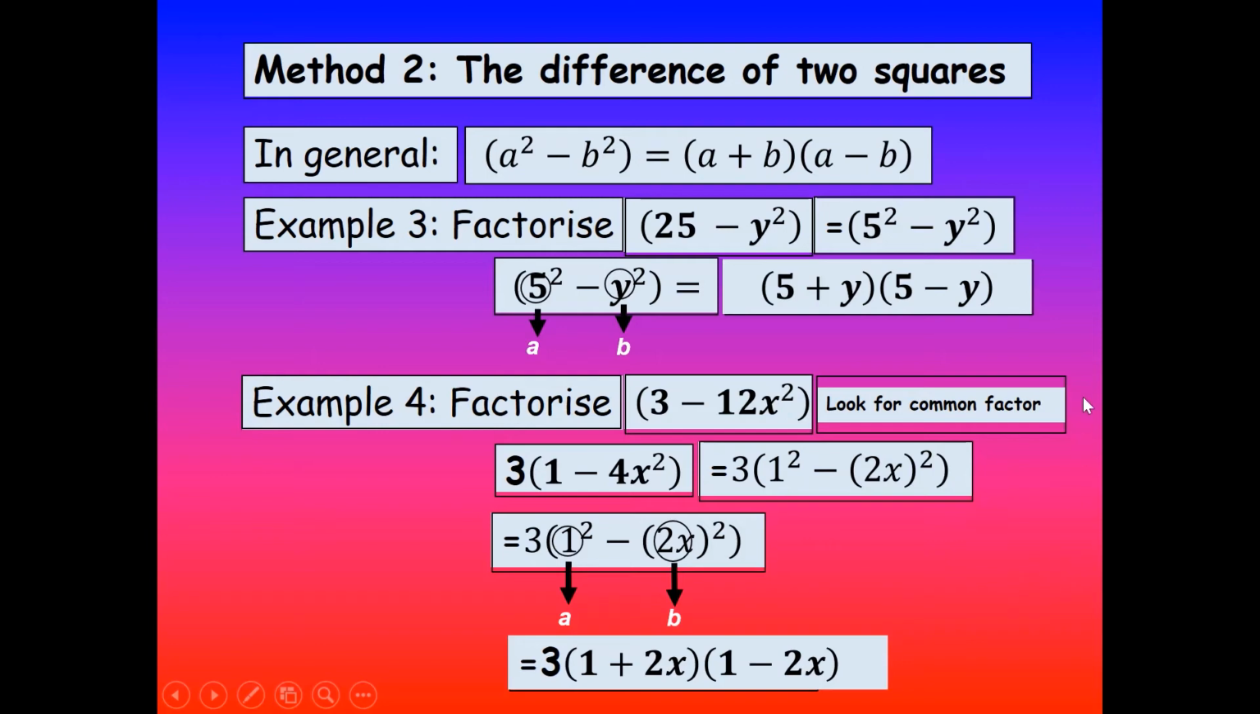Hope this makes sense. I would suggest if you could pause the video and try and do these yourself, and then see if your answer matches with this. So always take a note, you must look for a common factor before you proceed to other methods that are out there. So in this case, 25 and y, there was nothing common, so I didn't mention that, but in this case 3 can go into 12 4 times, so make sure you factor out 3, and then you see if you can use another method. So in this case, it's a combination of 2 methods.